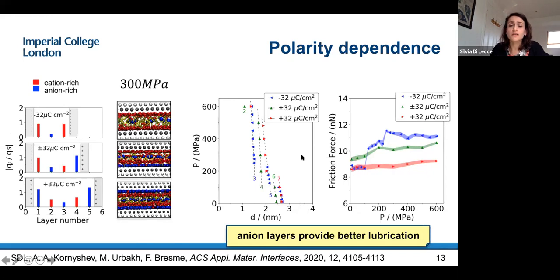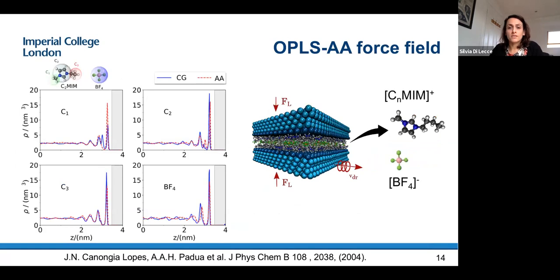What we observe is that the friction force is lower for the case in which the two surface charges are positive. In that case, we have more layers of anion, and the anion layer is actually close to the wall. So this means that the anion layers provide a better lubrication, if you want. Okay, now we move one step further.